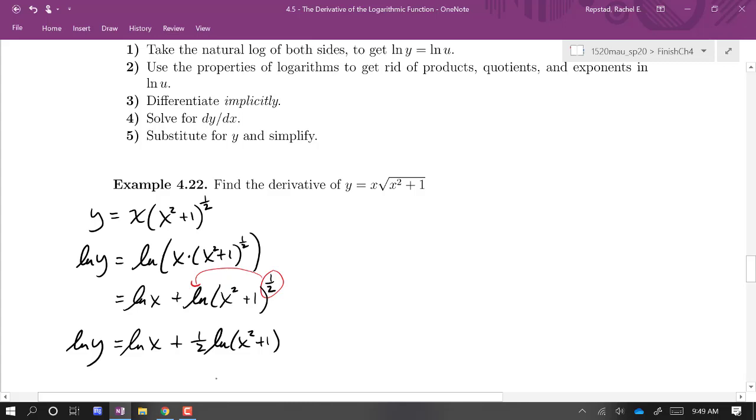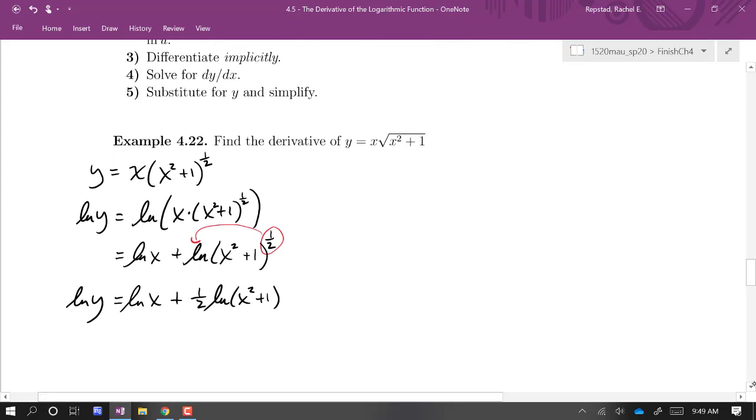And then once we've used those properties to rewrite the ln, then we'll differentiate. We're differentiating with respect to x, and on the right side, it's like a regular function with logs. So there's not much special going on there. On the left side, though, this is ln of y. So we have to think of it as an implicit differentiation problem. The derivative of ln y will be 1 over y times dy dx.